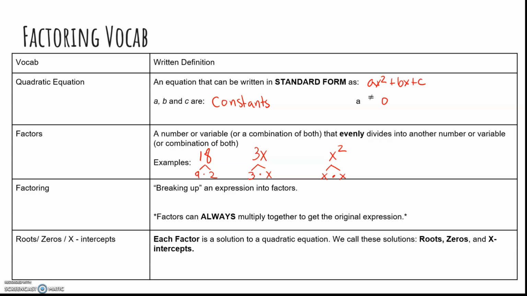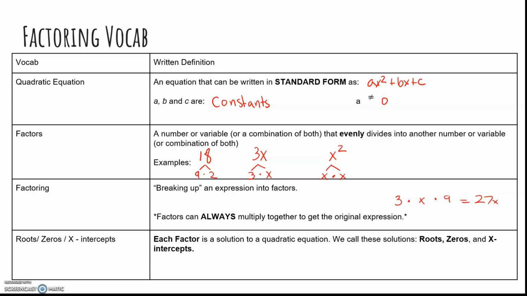And speaking of breaking these factors up, factoring is literally breaking these expressions into its factors. And they should always multiply back together to give you its original expression. So if I have something that has a factor of 3, a factor of x, and a factor of 9, if I multiply these together, I will get 27x, which means that this should have been what I was breaking up in the first place.